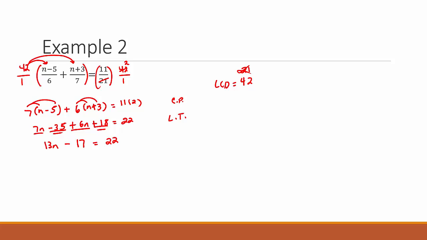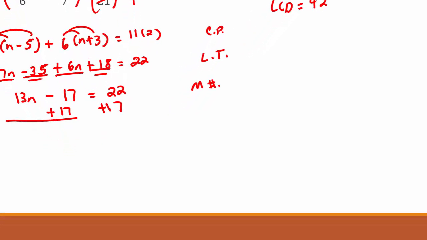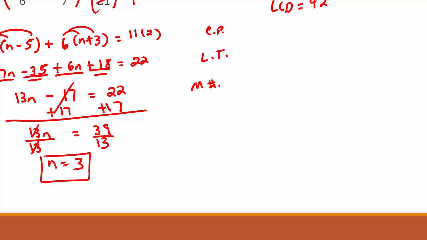Now I'm going to use my addition principle. My variable term is on one side of the equal sign, so I just need to move my constant term of negative 17 by adding 17 to each side. The last step, remember we want 1n, and I have 13 times n. I'm just going to divide by 13 because 13 divided by 13 is 1n. Over here, divide by 13, n equals 3.